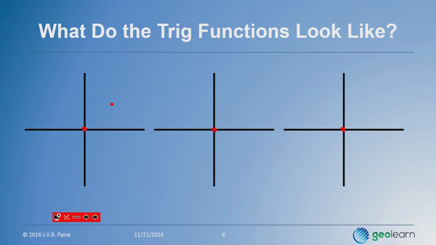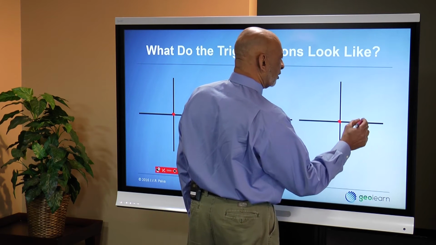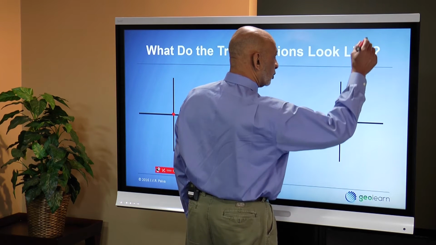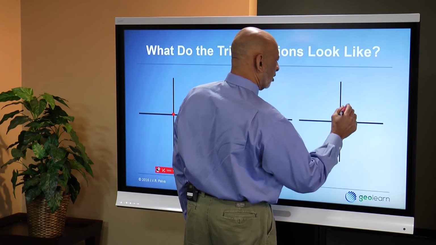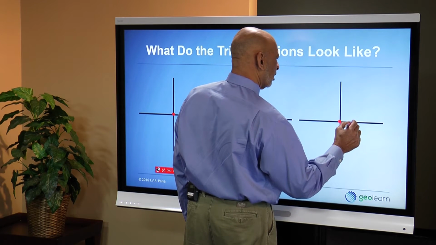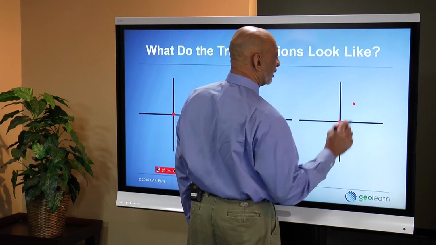Now, the cosine is actually 1 at 0 degrees, and it's 0 at 90 degrees. And then the tangent is 0 at 0 degrees, and at 90 degrees, it's actually infinity, so it's way off the page here somewhere. But at 45 degrees, it's at 1. So it looks something like that.